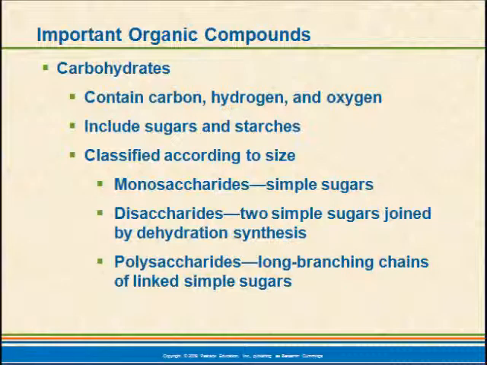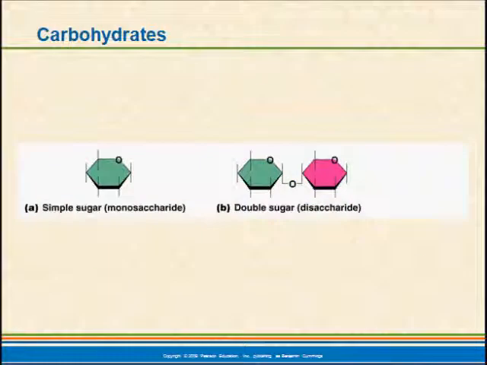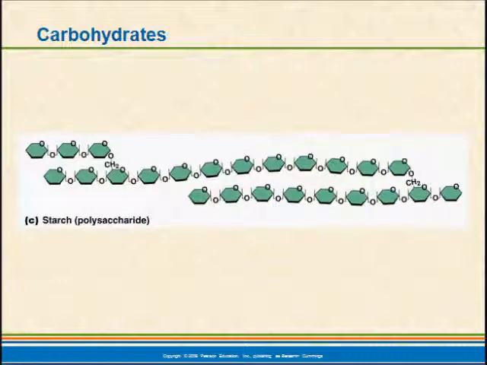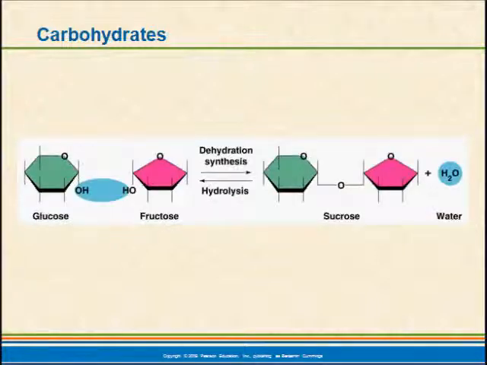Now, let's see. Here's an example of a simple sugar. It's a monosaccharide. You see it's got six carbons. Here's a double sugar, which is a disaccharide. This is a polysaccharide, which is a long branching chain.